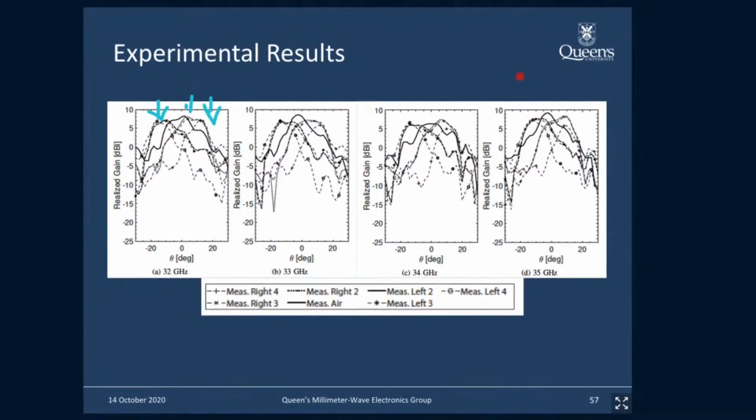Here's actually clearer. Here's one case, here's another, and here's another. So we saw about plus or minus 15 degree beam steering, close to, we'll say, 30 overall. And this interests us, number one, because here you can now do beam steering.